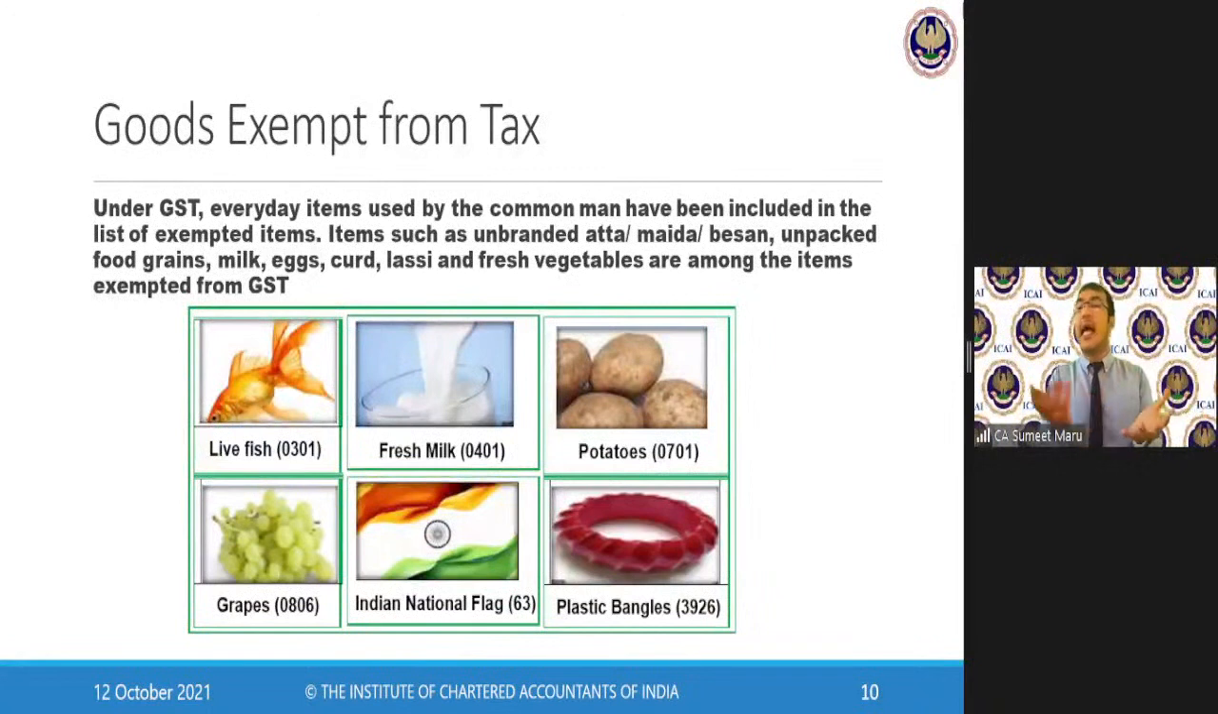Fortunately, this list hasn't been incorporated in your syllabus, or else your one or two books would be full of the goods which are exempt from tax. So if you want to take a detailed look, which I will specifically say, please do after your exams. All research work should be done after the exam. Do such detailed study after your exams, and you can go to the goods exempt list and take them from the GST website. But for our institute purpose, if you remember this much, it's more than enough.